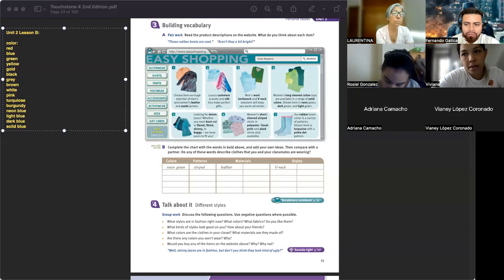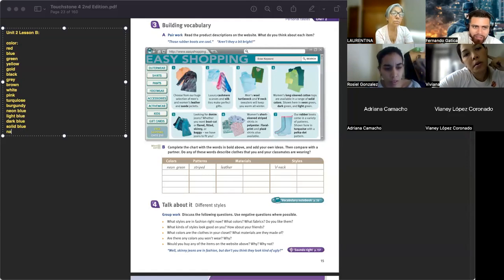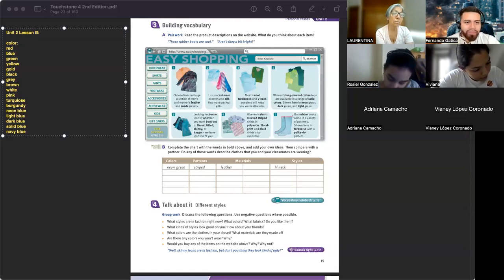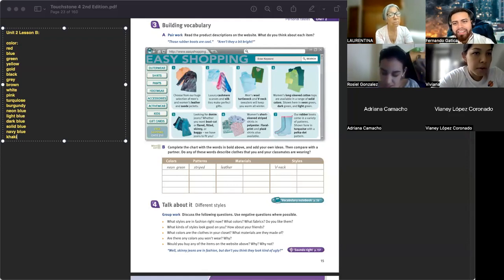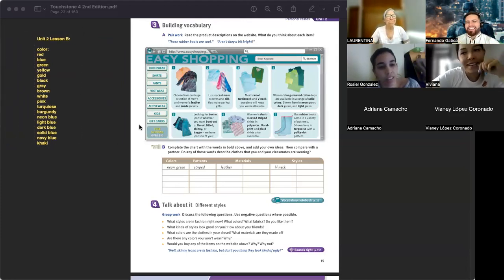Even navy blue. Navy blue works too. That's a more specific one. Oh, and I love this. Khaki. Do you know what color khaki is? Brown. Light brown. Yeah, khaki. It's like light brown. Exactly.